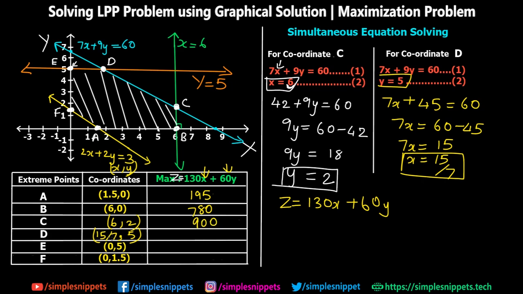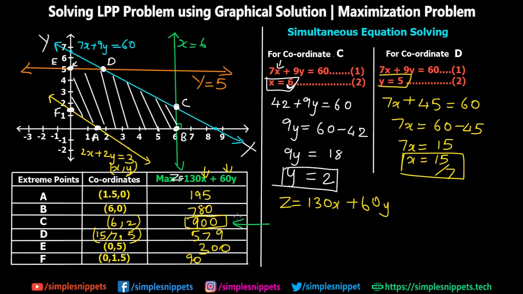Substituting 15 by 7 and 5 in this equation, we get the value of 579. Substituting 0 comma 5, we get the value of 300. And substituting 0 and 1.5, we get the value of 90. So observing this entire table, you can say that when the value of x and y is 6 comma 2, you get the maximum profit of 900, right? So this is that maximum profit area.